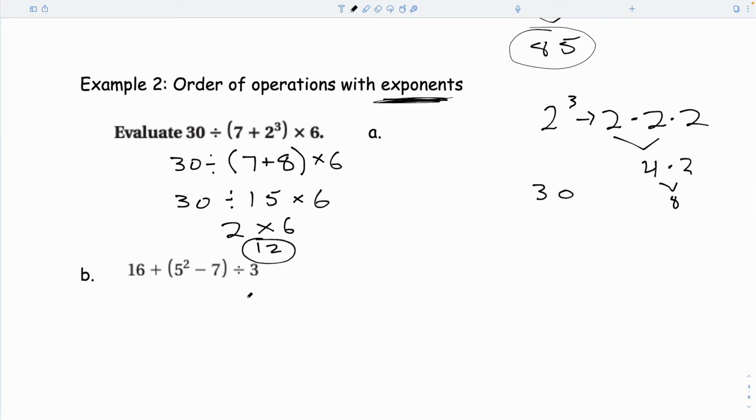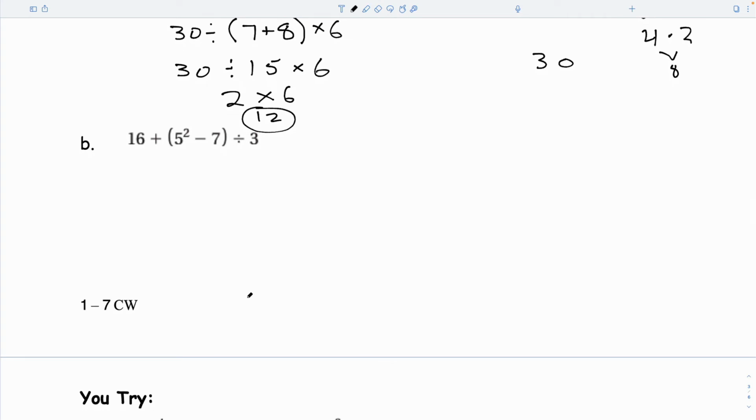Okay. Let's do one more. Get ready to cold call. I have 16 plus 5 to the second minus 7 divided by 3. Where are you guys? Yeah, you're in the middle of that page. What do I do first? Hadley.